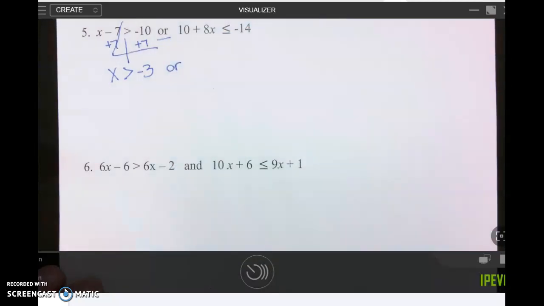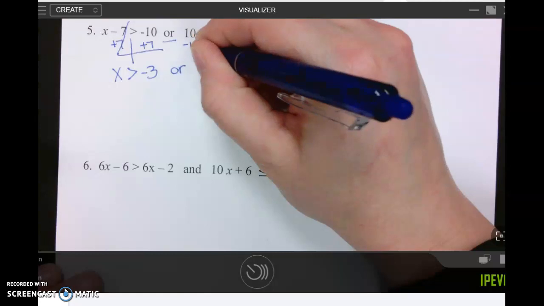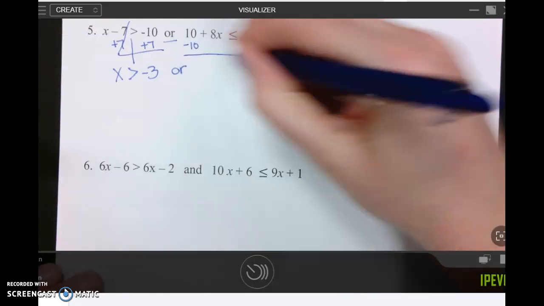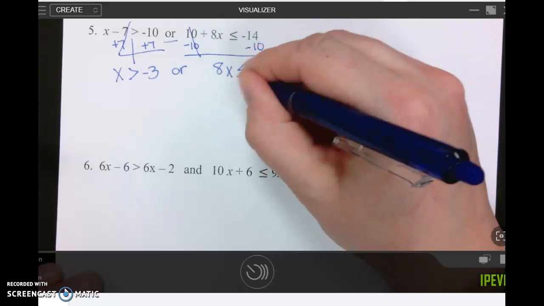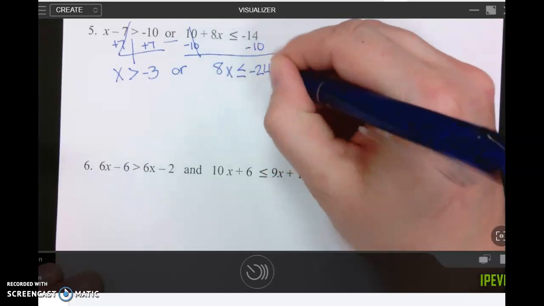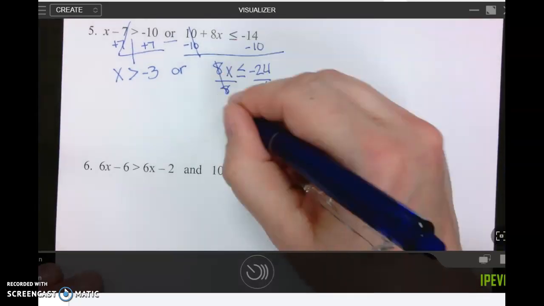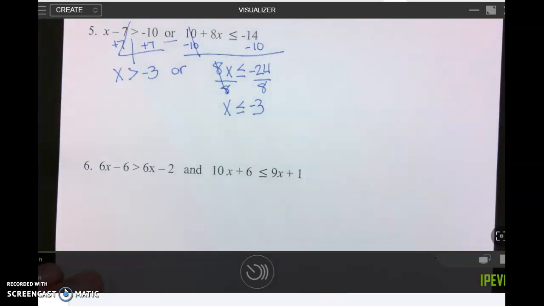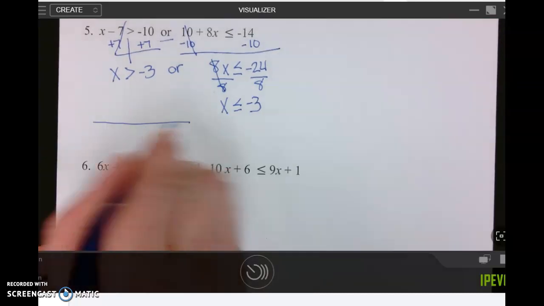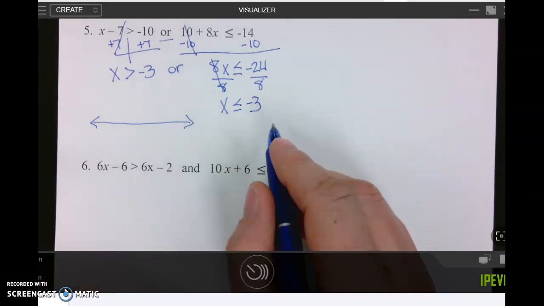Or, and now we need to do the other half of the problem. Because we have a positive 10, we're going to subtract 10 from each side. So we have 8x is less than or equal to negative 24. And when we divide by 8, we get x is less than or equal to a negative 3. And again, we didn't flip our sign because we're dividing by a negative. Now, typically, ORs go apart, but again, there's a good chance that we're going to have a special case.